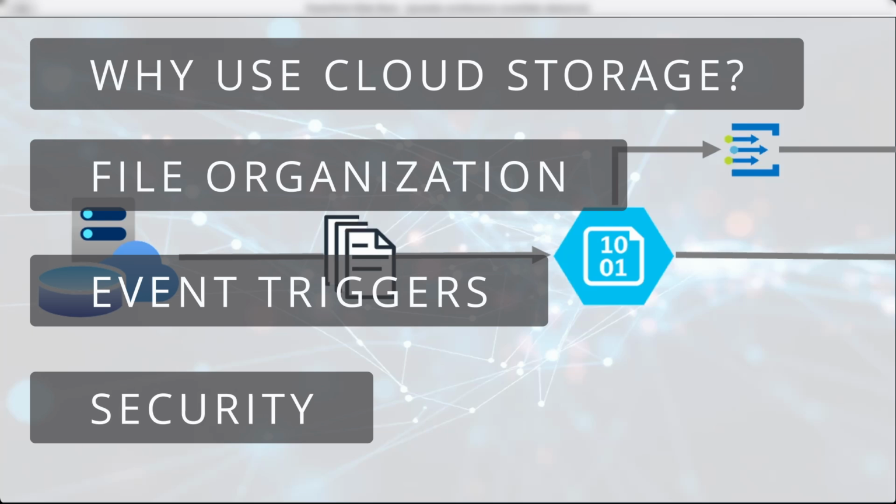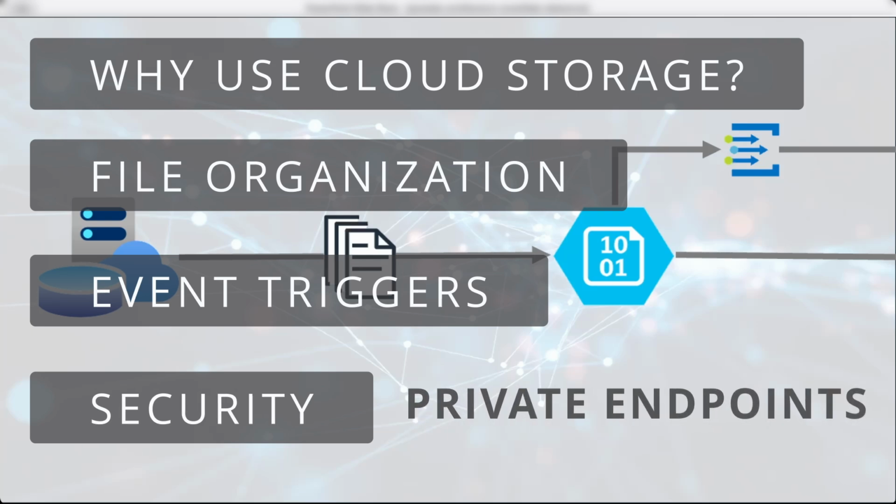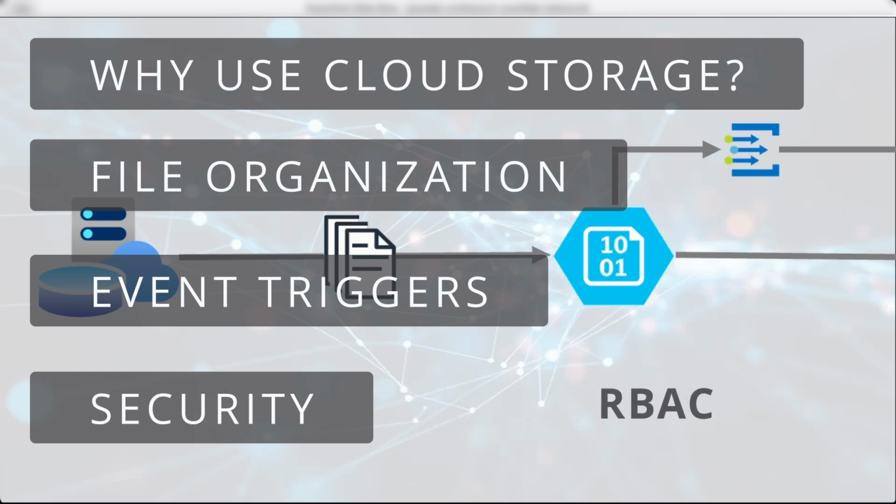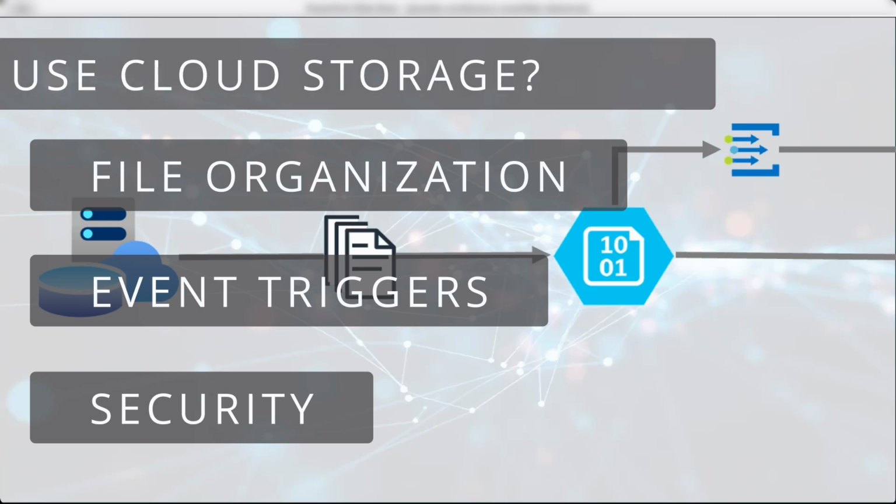Data in cloud storage must be protected. This means using features like private endpoints, role-based access control, and encryption to ensure that only authorized systems and users can access the data. By using cloud storage as a staging area, we create a decoupled and scalable architecture. The source system can export data independently, and the target system can process it at its own pace. In the next section, we'll look at how the data is processed after it lands in cloud storage.